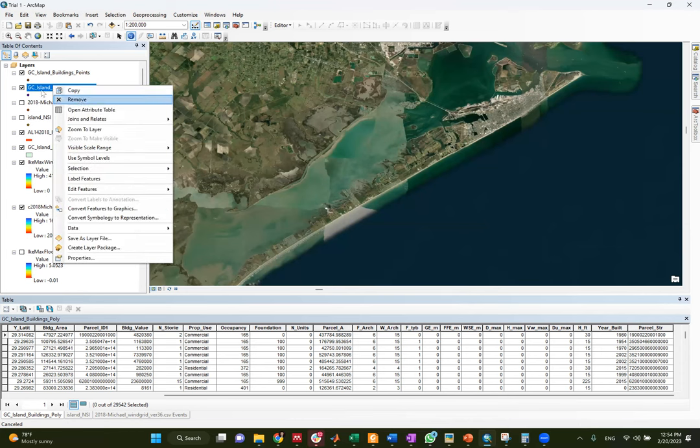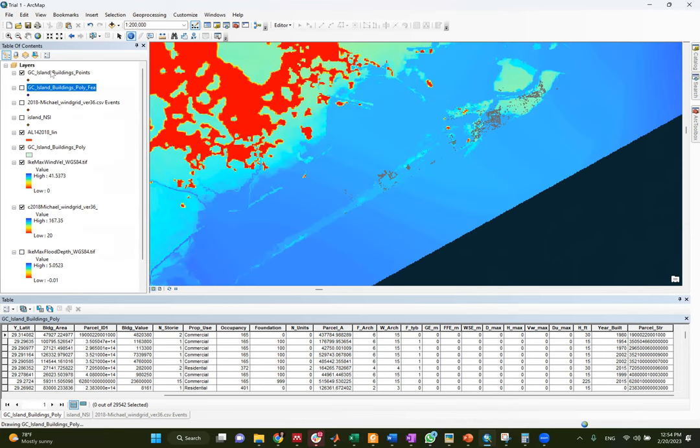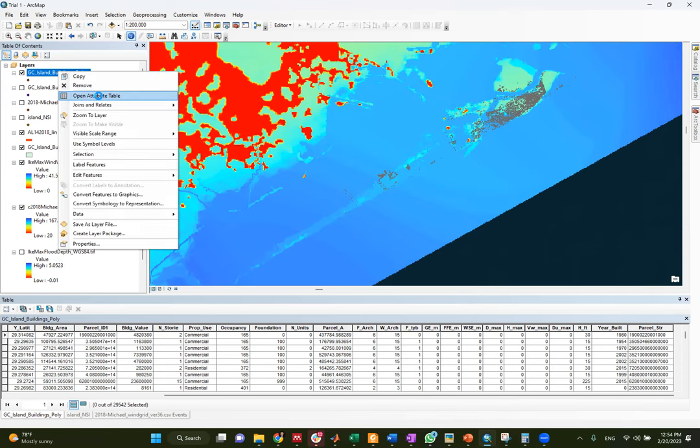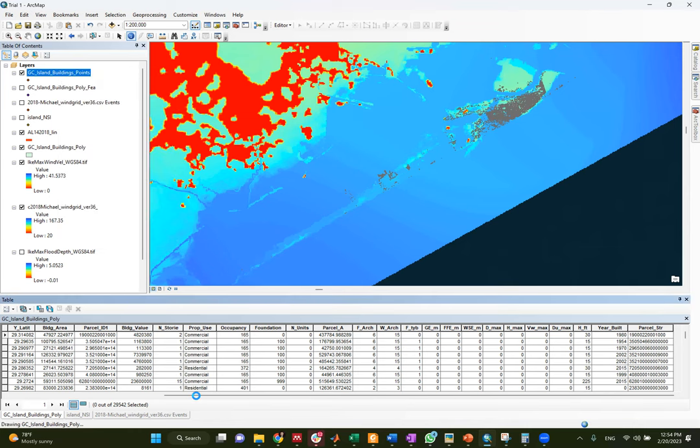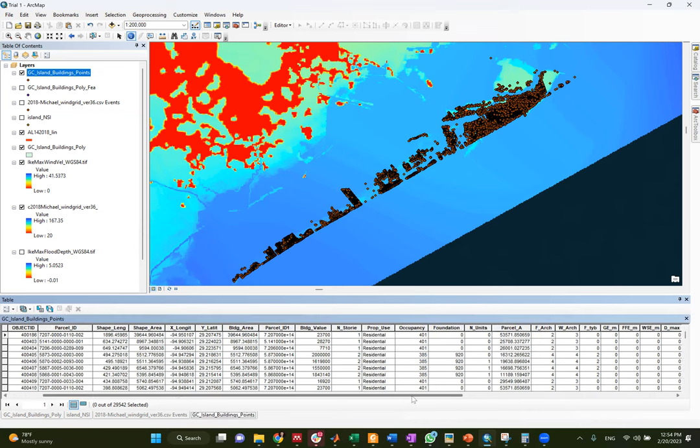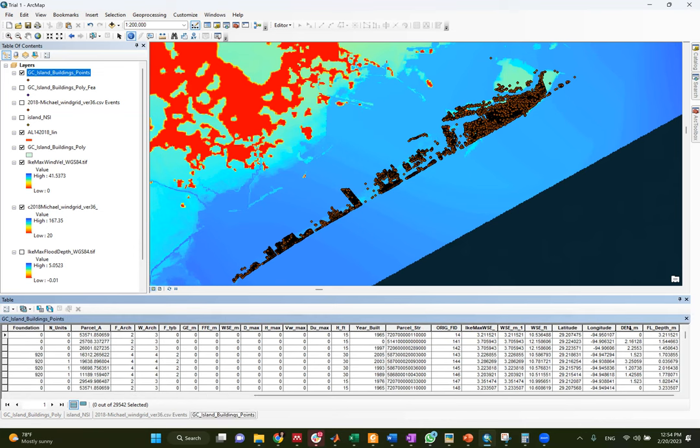Let's deactivate this one. Let's see what we have here. Open attribute table. Last time we calculated the digital elevation in meters and we calculated the flood depth in meters. So we got the exposure to flooding, so we know the level of exposure of each building to flooding. What we are going to do right now is to know the exposure of each building to wind by calculating the wind speed at each one of these points.